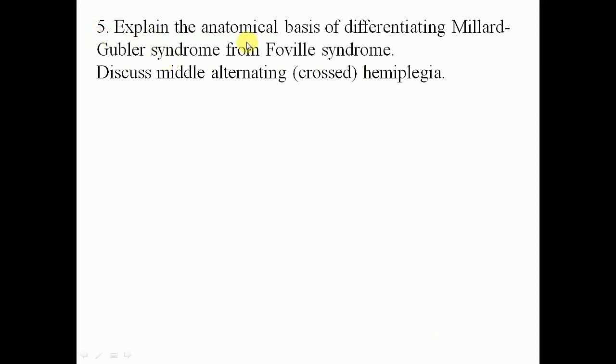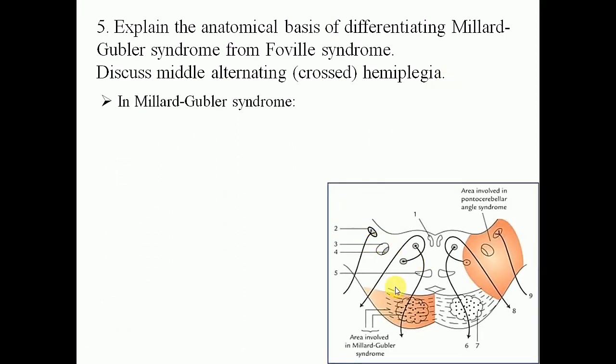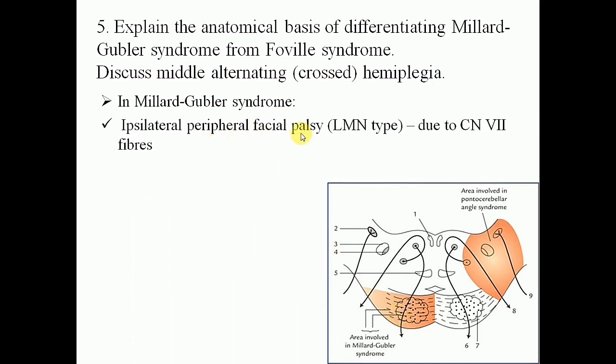Explain the anatomical basis of differentiating Millard-Gubler syndrome from Foville syndrome, and discuss middle alternating, that is crossed hemiplegia. So we have just seen here in the Millard-Gubler syndrome, there is ipsilateral peripheral facial palsy, which is lower motor neuron type of facial paralysis involving one half of the face due to cranial nerve 7, that is facial nerve fibers, as we can see here.